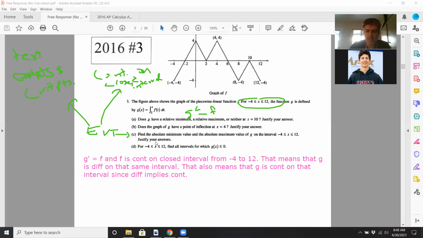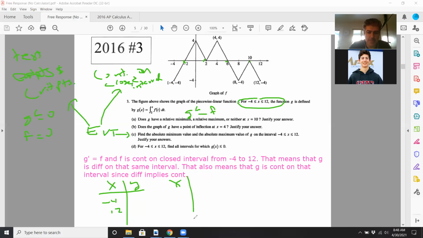Now let's actually do it, right? So what are our endpoints? -4 and 12 are endpoints. The critical point is when g prime equals 0 or does not exist, but because we're differentiable everywhere, we don't have to worry about g prime not existing. Or f equals 0, right? Because remember g prime is f. So where's f equals 0? 1, 2, 3, 4. A lot of different places here where that happens. So we're going to have to test those out.